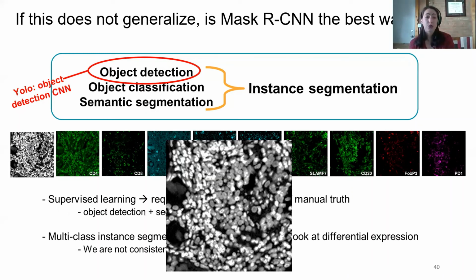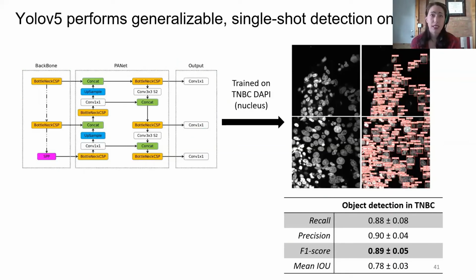So what we've done is we've trained YOLO, which is an object detection convolutional neural network, just to detect DAPI in these images. YOLO is a very small network compared to Mask R-CNN. It needs a lot less training data and requires a lot less training time. We've trained a YOLO 5 network on detection of triple negative breast cancer DAPI, specifically the nuclei. Right off the bat, we have an F1 score of 0.89, which is pretty high, on a test set of TNBC images.